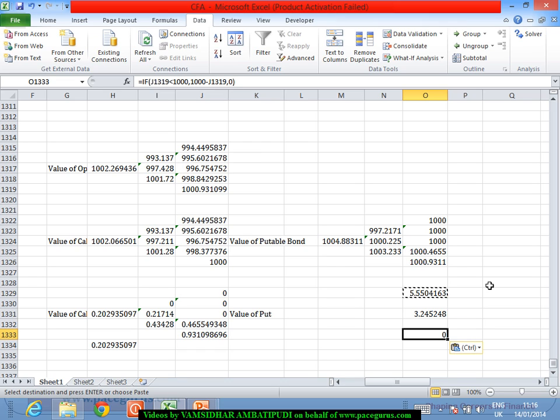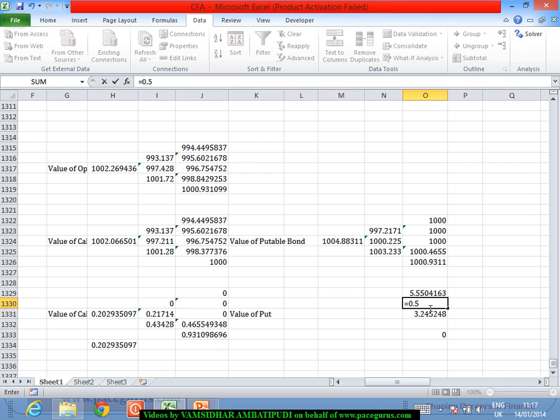So at least in the third one, because the value is 1000.93, the put option will expire, which means the payoff is going to be 0. And here I can try to find out the expected payoff. So I'll say 0.5 times this plus 0.5 times this, so 4.39. The same thing if I take it here, it is 1.62.